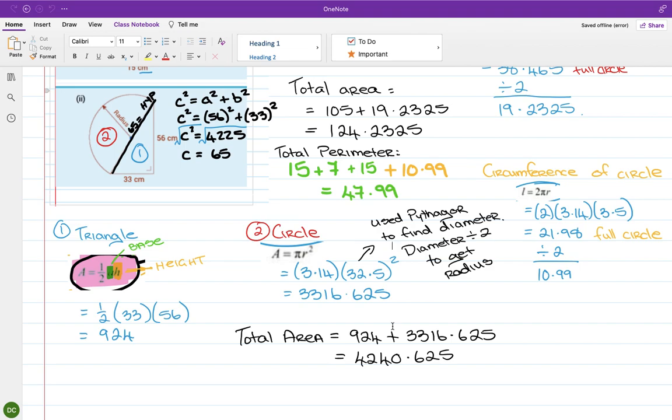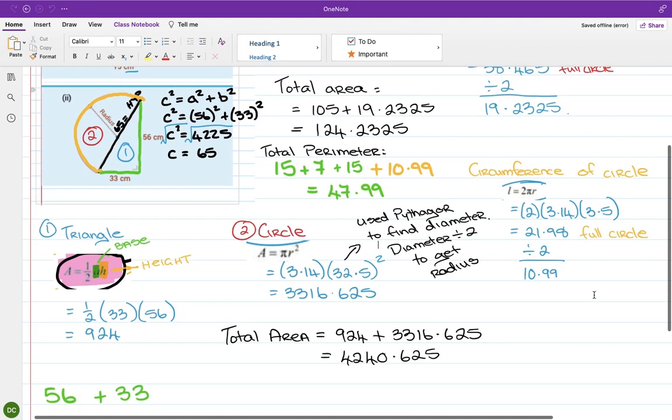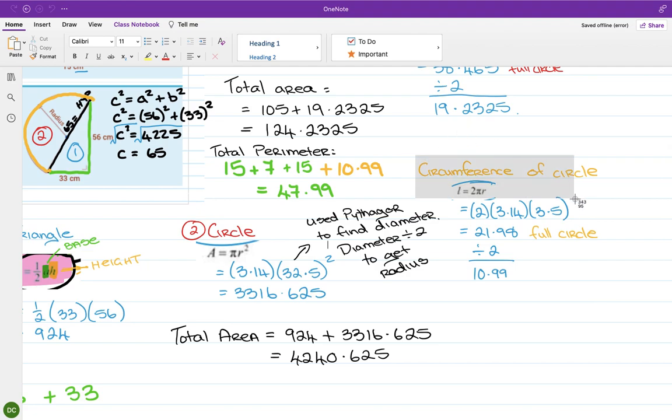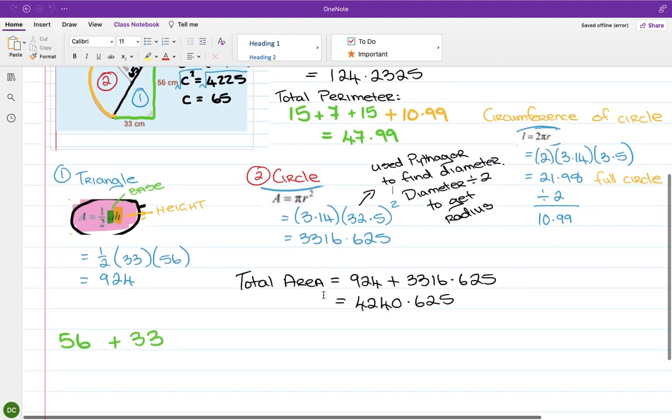And then the perimeter is similar enough in that the triangle is easy to get and the circle's a bit harder. So I'll start here. So that's the first bit, which is 56. And then this bit across here is 33. And then we need to get, same as before, that bit. Okay, so that bit is the circumference of a circle. So it's exactly the same as what I did over here. So I'm just going to rob this.